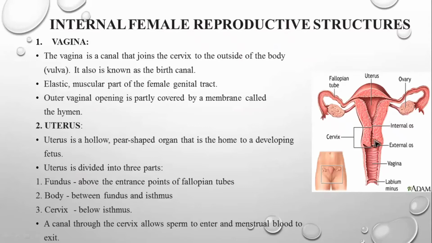Why? Because the fetus comes from the uterus by opening the cervix and then comes to the vagina, so we call it the birth canal. It is an elastic muscular part of the female genital tract. The outer vaginal opening is partially covered by a membrane called the hymen.